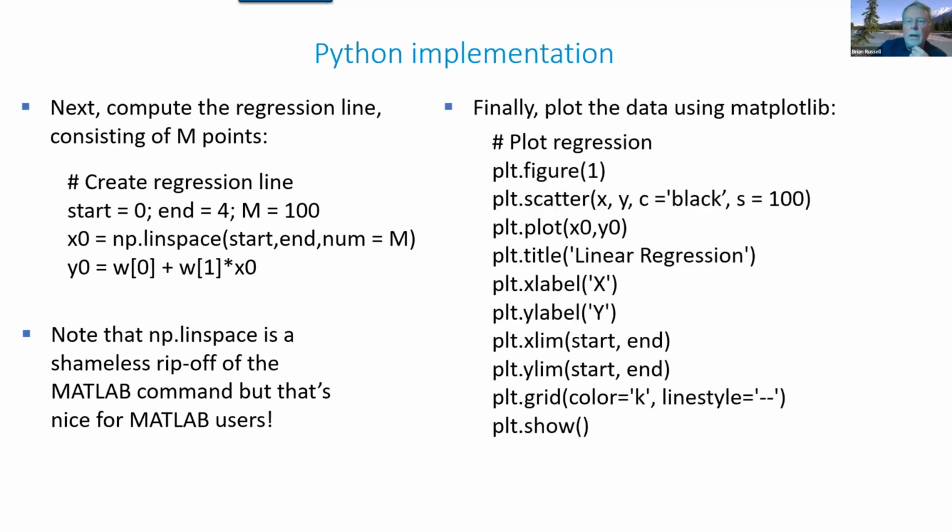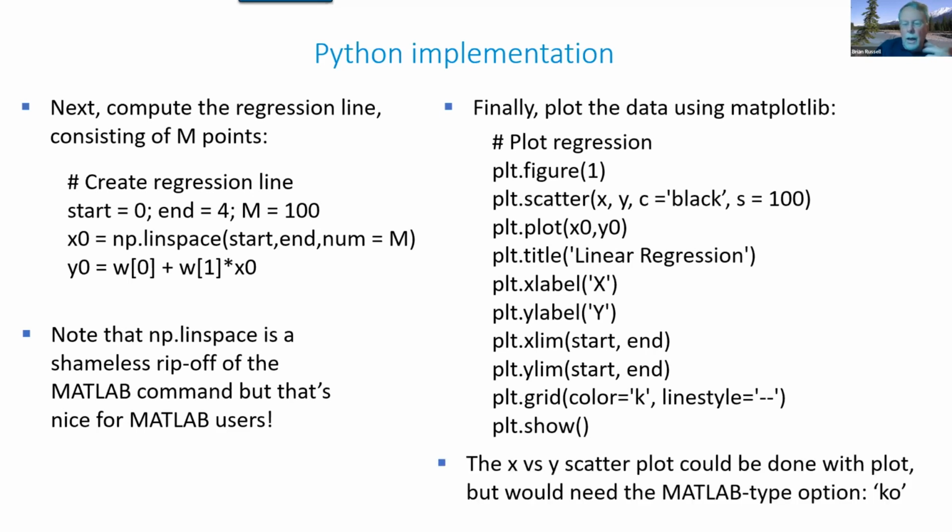And you finally plot the data. So plot figure 1, use scatter plot for the 3 points, a plot for x naught and y naught, put the title on, the labels, and so on. And there are 2 ways to do the scatter plot. You could also use a MATLAB type operation where you do plot and, in quotes, you put 'k0', which just means black zeros. So either way, it'll work.